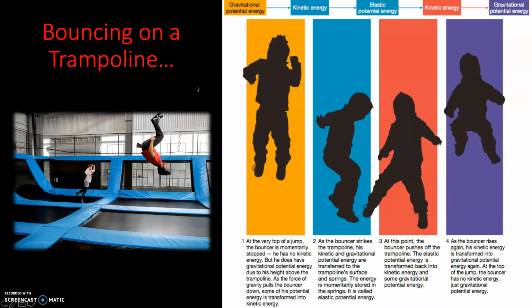Okay, so let's have a look at a specific example, bouncing on a trampoline. So when a person bounces on a trampoline, they go up into the air. When they go up into the air, they've created gravitational potential energy that wants to push them downwards. And as gravity pushes them downwards, some of the gravitational potential energy is converted into kinetic energy as you fall back down towards the trampoline. When you land on the trampoline surface, the trampoline itself, it bends, it warps, it's quite elastic.